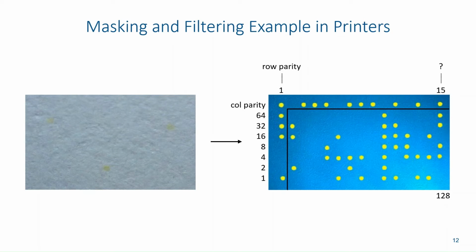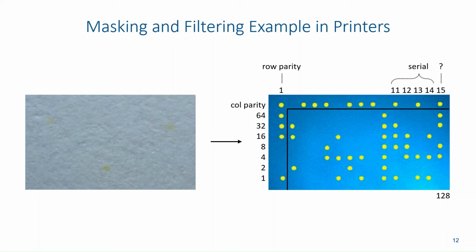So what we're going to do is take the row parity. In this first column, we'll take 64 because it has a yellow dot, and we'll take 32 because it also has a yellow dot. And we'll add those two together, as well as 8 and 4. And that's going to give us 128. We don't know exactly what this represents, but let's go on.